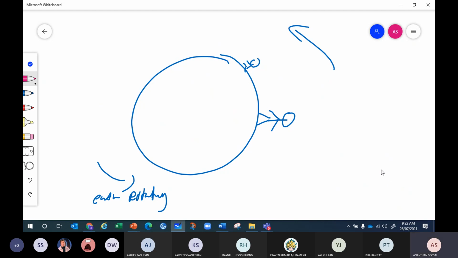Earth is rotating. You are acted upon by balanced force or unbalanced force? Okay, first of all, before that, what are the forces acting on you when you are at the equator?